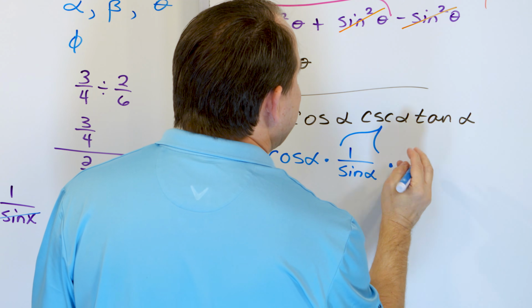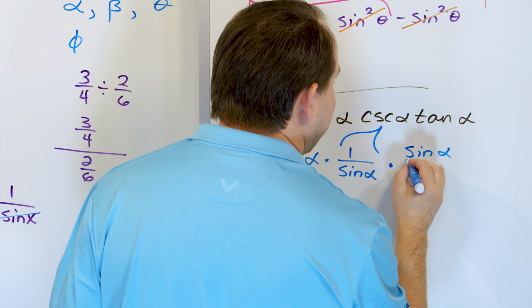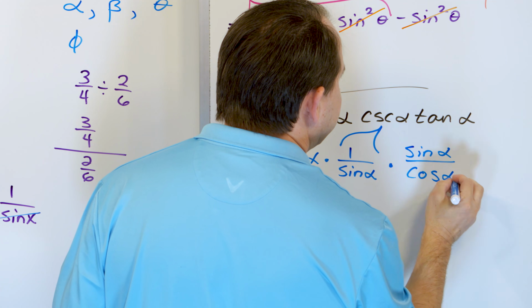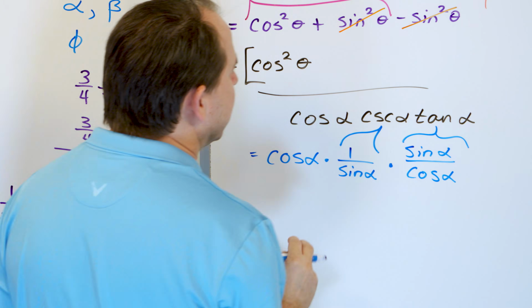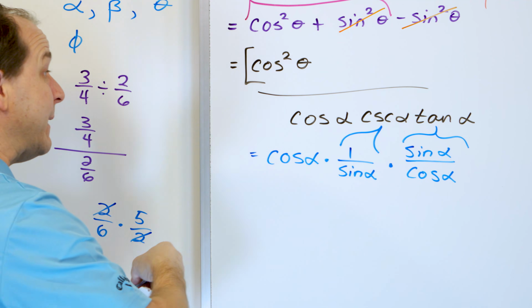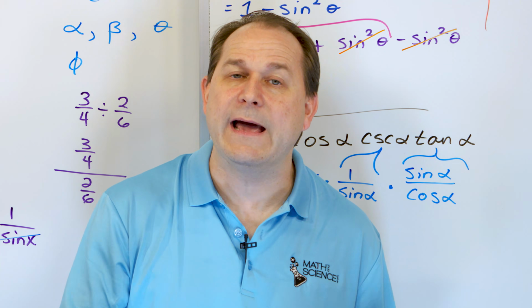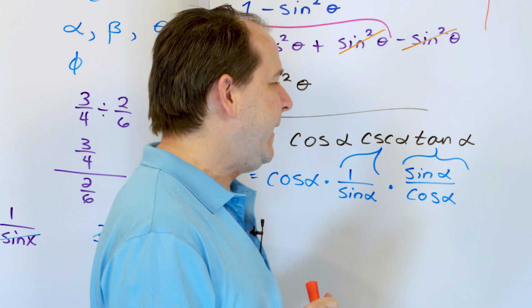But then I'm going to multiply it by the tangent. And I know that the tangent is the sine of the angle divided by the cosine of the angle. So what I'm doing is replacing the cosecant with something else and the tangent with something else, and I'm hoping that something will cancel. Now, you may not see it ahead of time. It's okay, but you just do it and you try, okay?